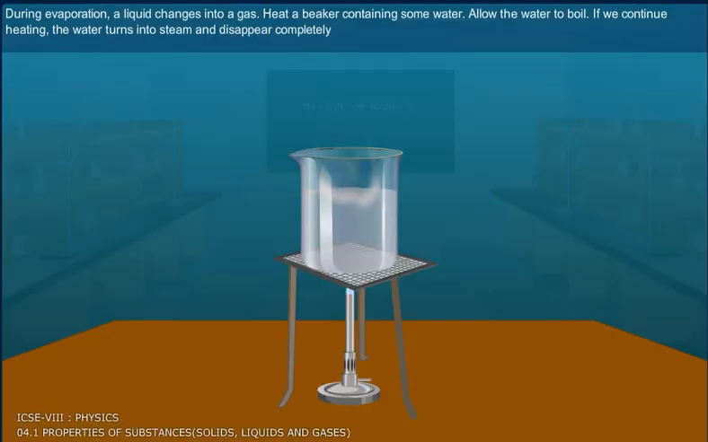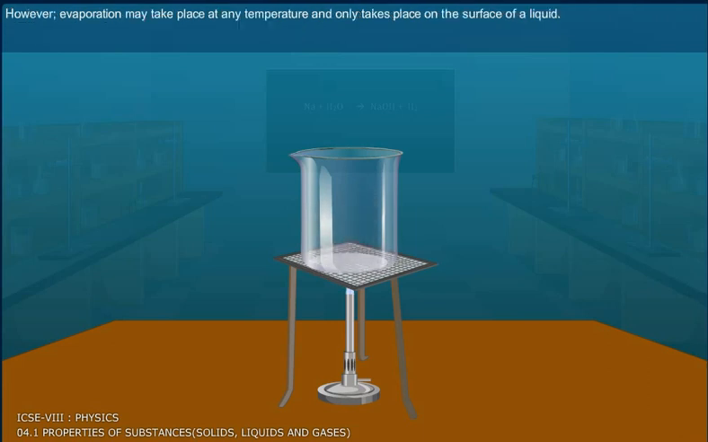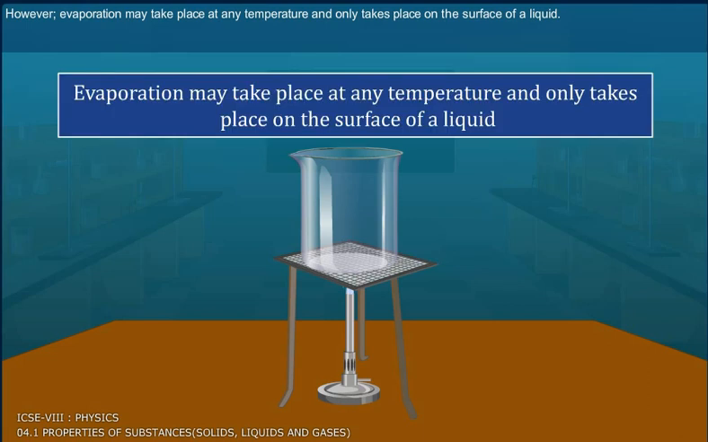Heat a beaker containing some water. Allow the water to boil. If we continue heating, the water turns into steam and disappears completely. However, evaporation may take place at any temperature and only takes place on the surface of a liquid.